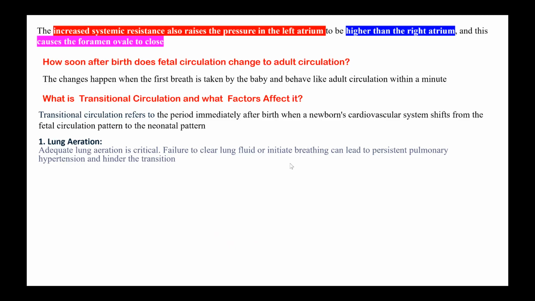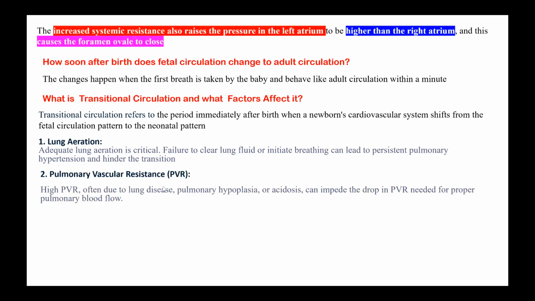So failure to clear lung fluid or initiate breathing. If the child is born with apnea of the newborn because of maternal narcotic administration for labor analgesia, or some cord around the neck, some fetal distress, then this may cause a delay in the transition from the fetal into the adult circulation. So it can result in persistent pulmonary hypertension and hinder the transition.